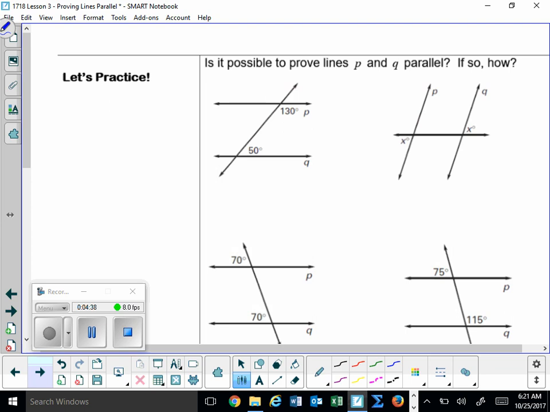So let's practice. Is it possible to prove P and Q parallel, and if so, how? Okay, so here's my transversal, which I always like to go over in color to stand out. As I look at these angles, 130 and 50 are consecutive interior. In order for P and Q to be parallel, these two have to add up to 180. So let's see what we've got. So I'm going to say yes, consecutive interior angles converse.